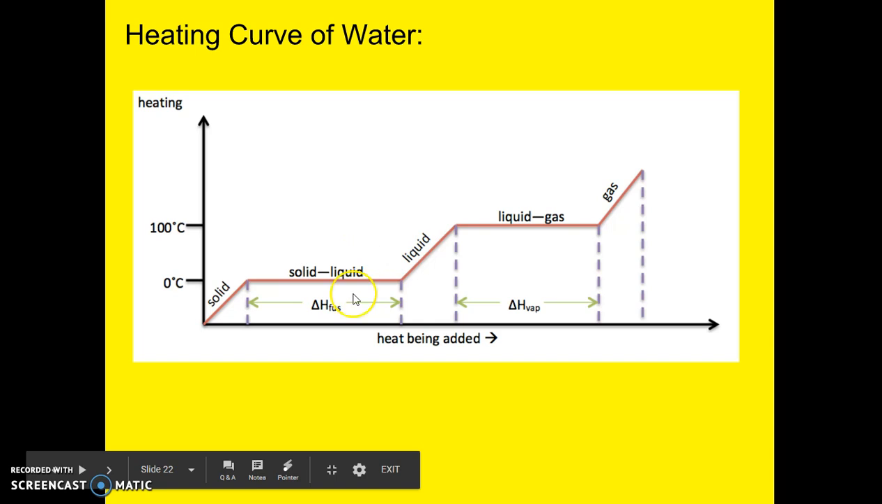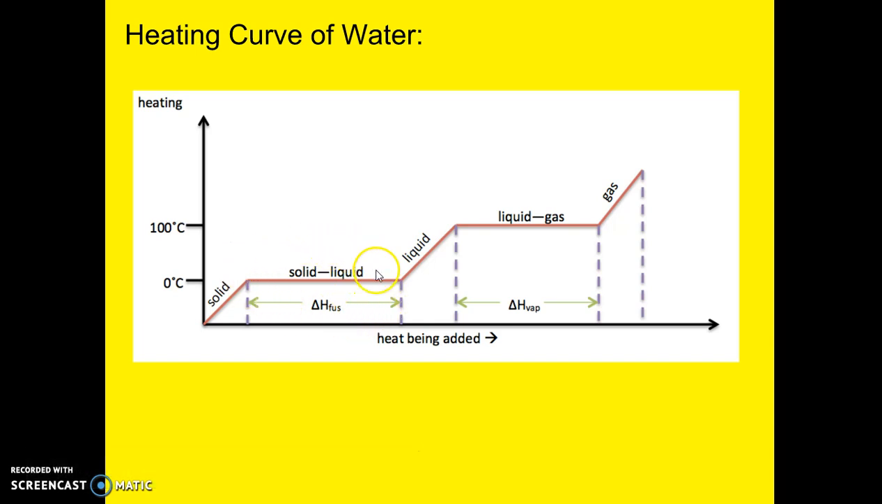This is a heating curve, because it's showing that while it's melting from a solid to a liquid, it will stay 0 degrees Celsius. While the liquid is going from a liquid to a gas, it will stay 100 degrees Celsius. Once all of it turns into a gas, that's when the temperature will rise. Once all of the solid turns into a liquid, that's when the temperature will start to rise.